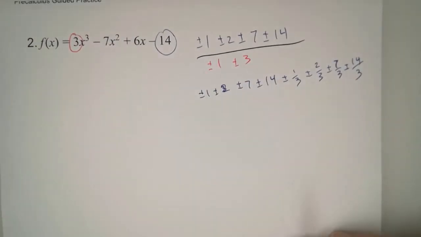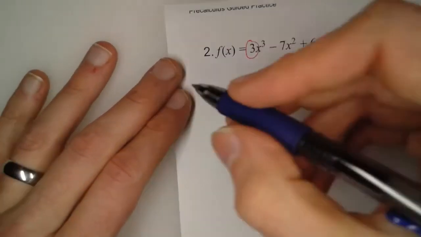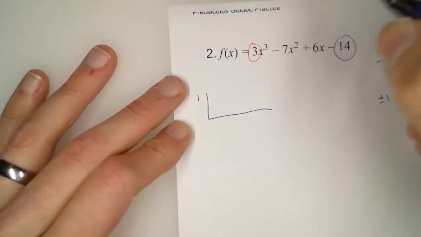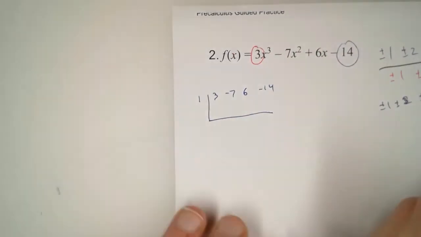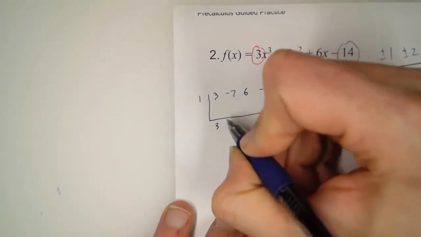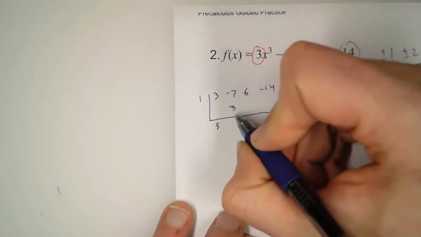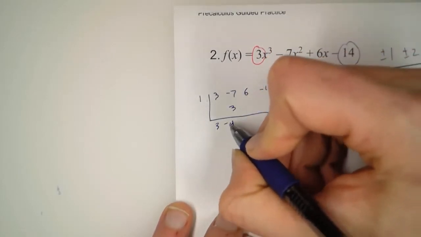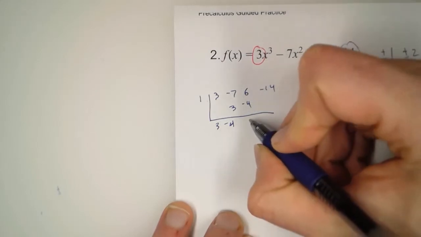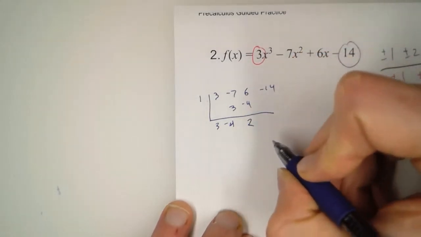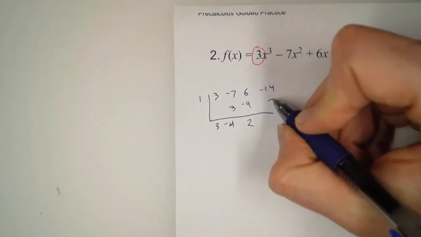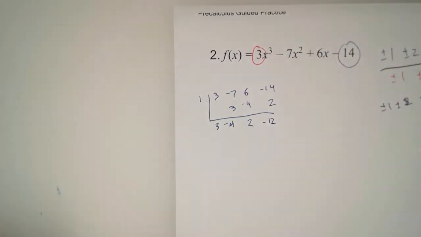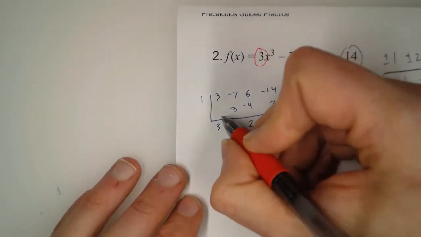All right. And usually we like to start with the integers. Easier, so we'll start with 1. So 3, -7, 6, and -14. So bring down the 3. Times 1 is 3. -7 and 3 is -4. Times 1, -4. 6 and -4 is +2. Times 1 is 2. -14 and 2 is -12. That is not a 0, but notice it's telling us something.